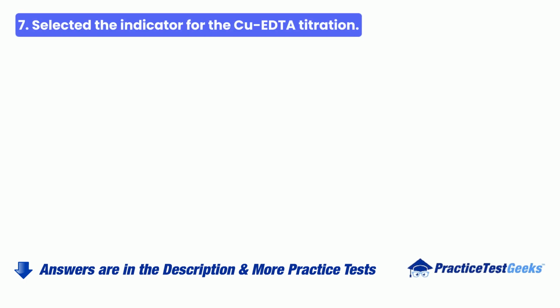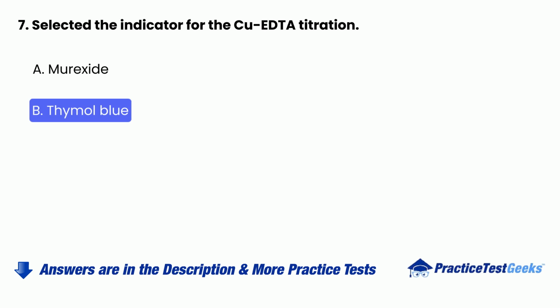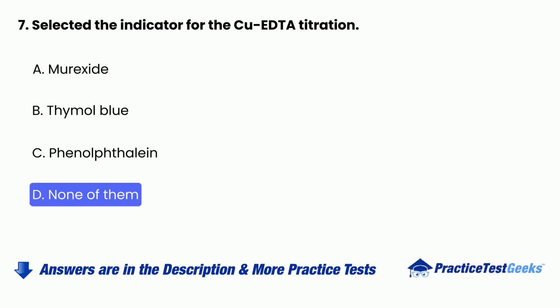7. Select the indicator for the Cu-EDTA titration. A. Murexide. B. Thymol blue. C. Phenolphthalein. D. None of them.